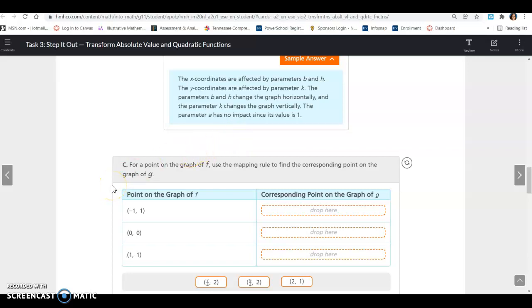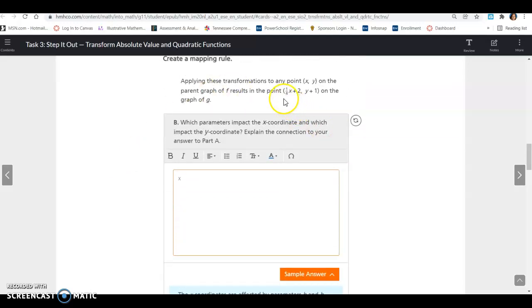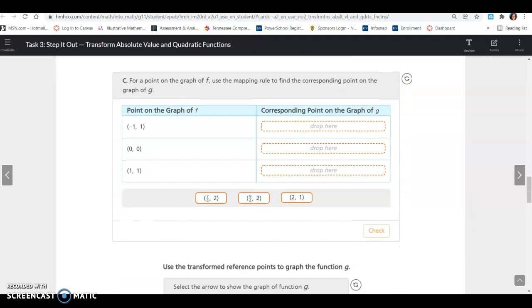And then part C says, for a point on the graph of f, use the mapping rule to find the corresponding point of the graph of G. Okay, so our mapping rule, again, write this down. You're going to need it. 1/4 x plus 2 and y plus 1. All right, so let's start with the first one. 1/4 of x times 1 is negative 1/4. Negative 1/4 plus 2, so it's just 1 3/4. All right, 1 3/4 is the same as 7/4.